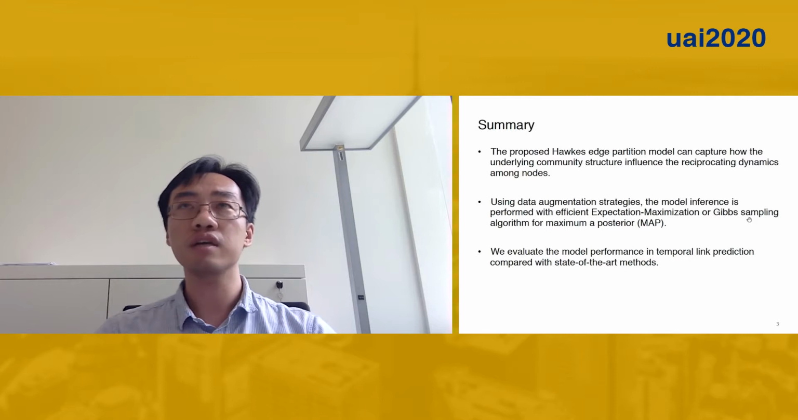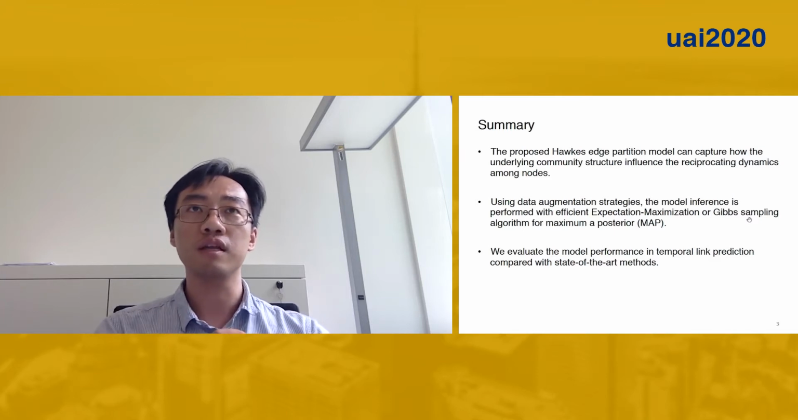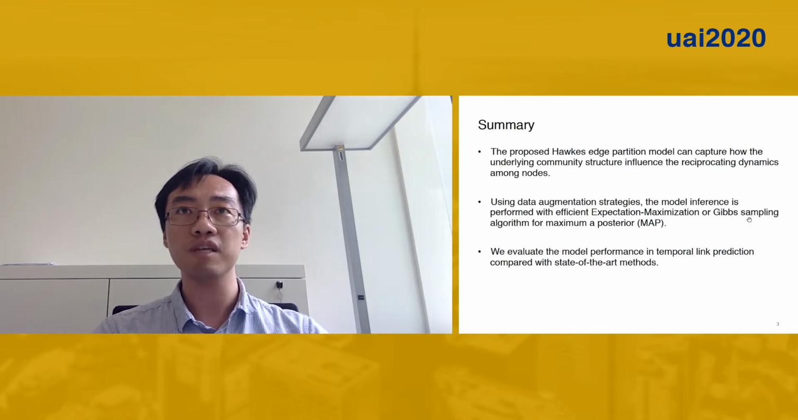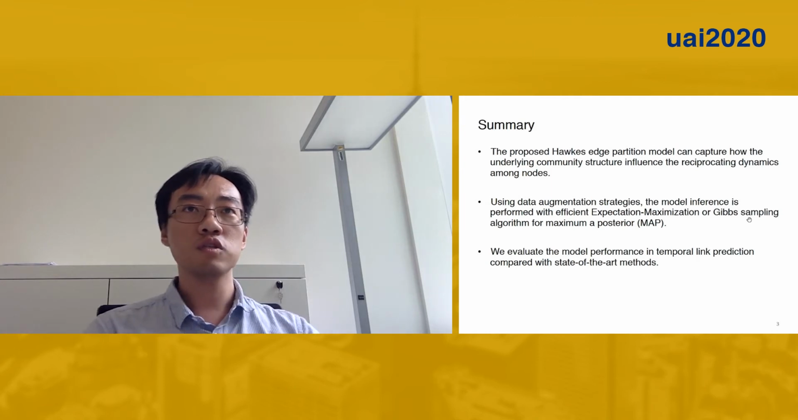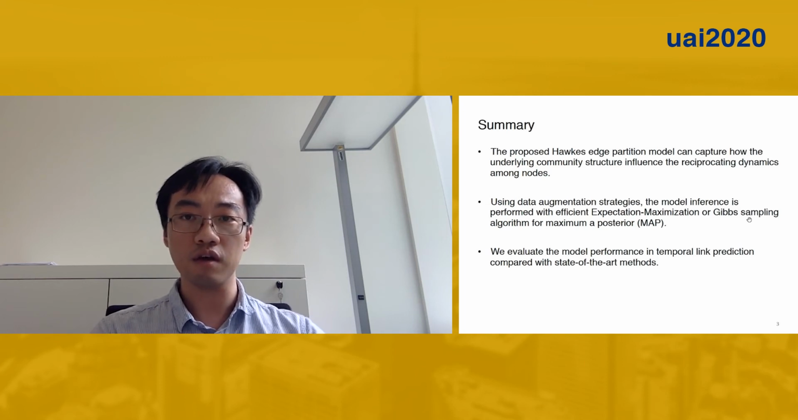Finally, I want to quickly give a conclusion about our model. The proposed Hawkes edge partition model can capture how the underlying community structure influences the reciprocating dynamics among the nodes between the different latent community pairs. Using the data augmentation strategy, the model inference is done using the expectation-maximization algorithm and the Gibbs sampling algorithm for the maximum a posteriori estimate. We evaluated the model performance in temporal link prediction compared to several state-of-the-art methods and proved the performance gain of our proposed model.